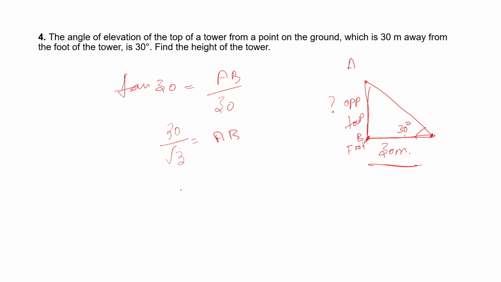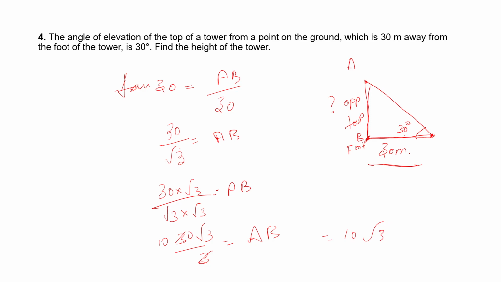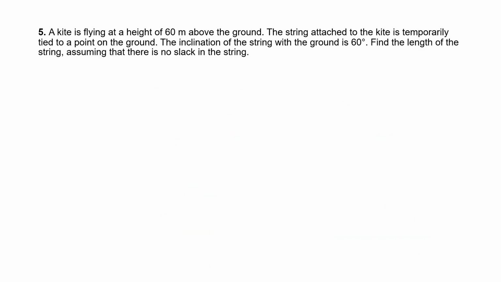I have brought this side. Okay, so I'll multiply and divide by root 3. So AB is equal to 30 root 3 divided by 3, and here it is 10. So which is equal to 10 root 3 meter. Yes, meter. Okay, so this is the answer. It's very obvious. Opposite is required and adjacent is given. We know the trigonometric ratio opposite by adjacent is tan theta. So you are applying tan theta here. Okay. Yes. Fifth question.